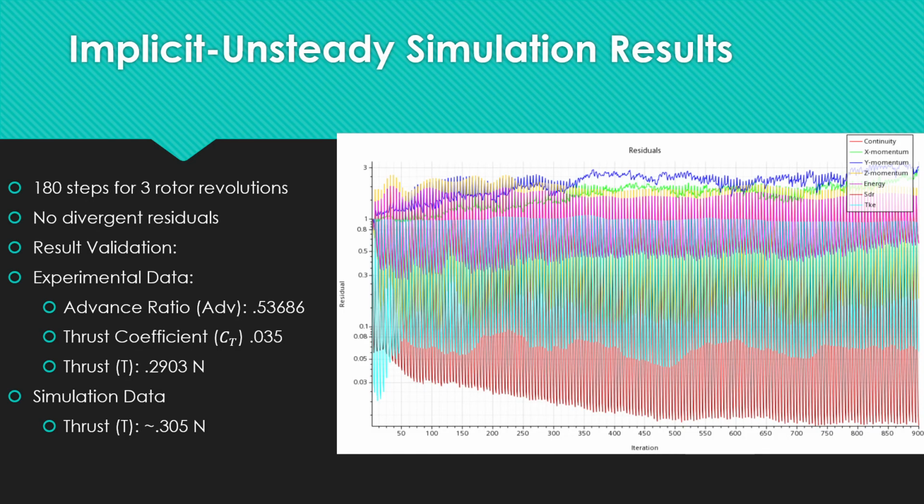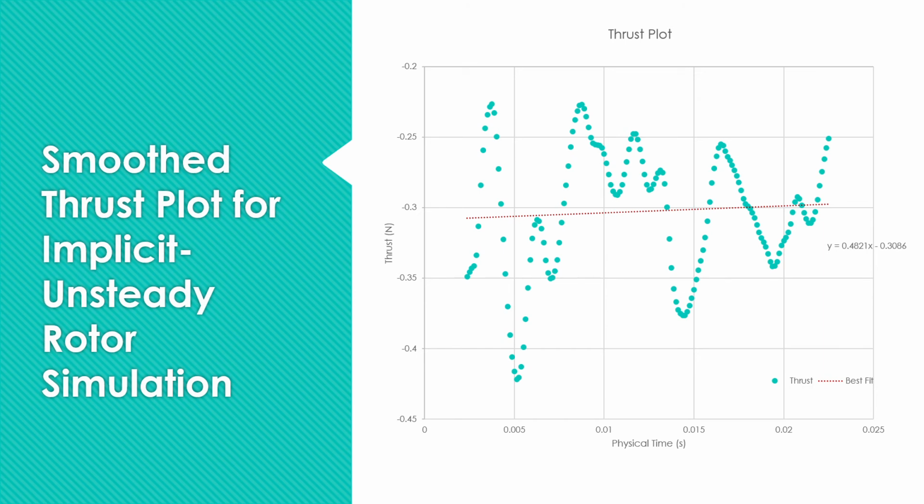After letting the implicit unsteady simulation run for 180 steps, the resulting residuals plot showed that none of the Navier-Stokes equation solutions had diverged. This residual plot is shown to the right. The simplified thrust plot's line of best fit estimated an average thrust value of approximately 0.305 newtons, which is also validated by the wind tunnel data. And this resulting smoothed thrust plot from the rotor is shown right here.